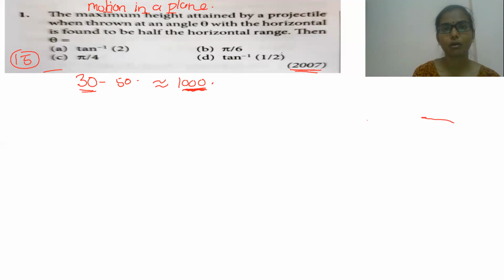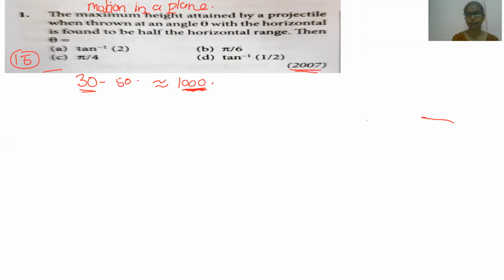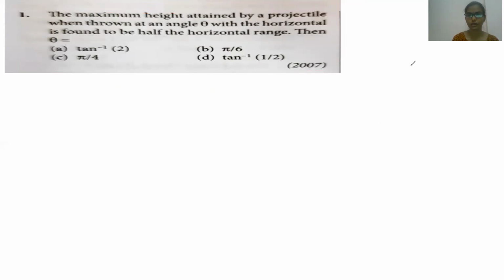Let us come to the problem. This first problem I have given here. Just a second, children, I'll make the board ready. See, the first problem given here is based on projectile motion. I think all of you know what a projectile is. If not, no problem, I'll explain once again.